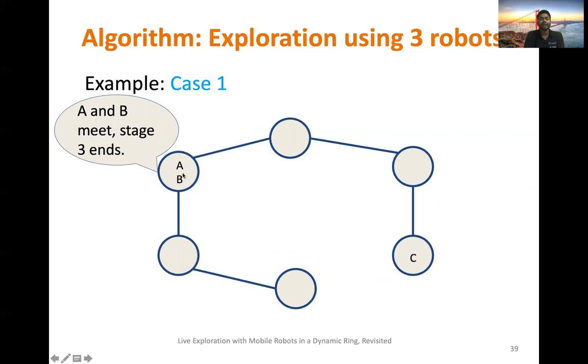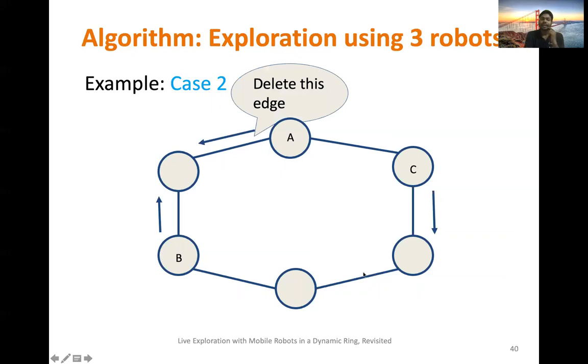That means A and B actually detect that exploration is completed, because A and B met in the first stage, and then this is the second meeting. Second meeting means, of course, they are moving in the opposite direction. Second meeting means the exploration is completed. And this is one case.